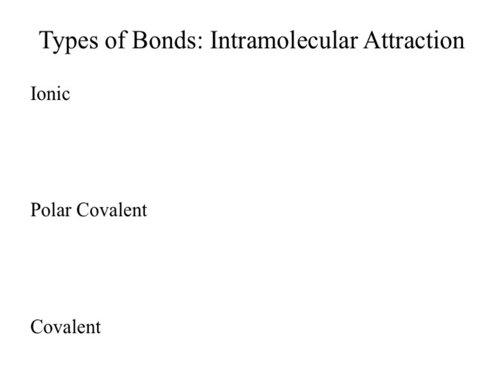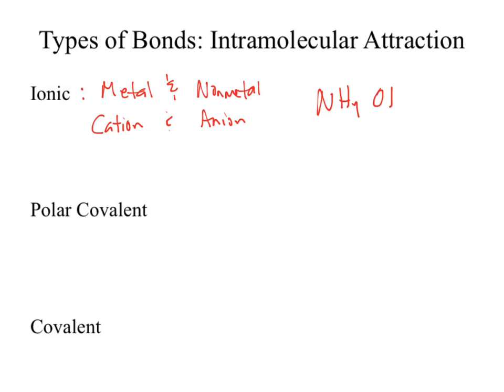So your ionic bond, we've specified as a metal and a non-metal. Was there a better definition that you will not be responsible for, but it's nice to know about? So metal and non-metal, you'll also see cations and anions, which is probably a better definition. And the example that I could come up with would be if we looked at the compound of ammonium hydroxide.